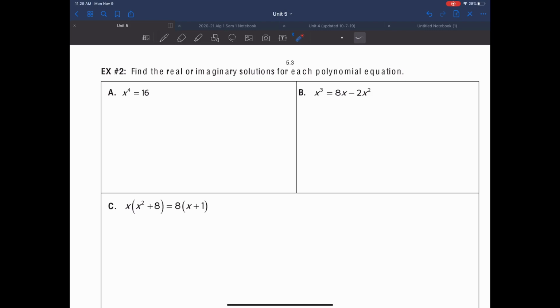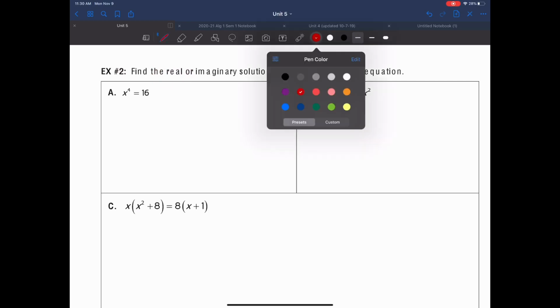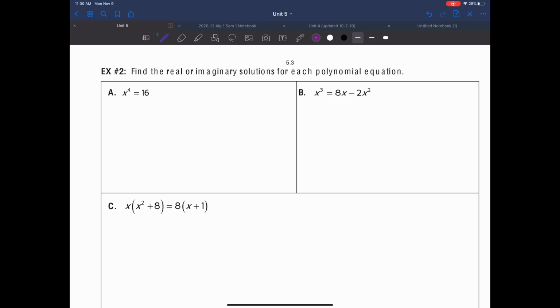And the reason is, if you were to jump straight into taking the fourth root of things, you would miss possible solutions. So we're going to go ahead and use our factoring techniques to find the answers, okay? Because if we were to take the fourth root right now, that would only give us our real solutions, but we also want to find our imaginary ones. So the first thing we're always going to do is move our stuff to one side. I want to set this equal to 0. So I'm going to have x to the fourth minus 16 equals 0.